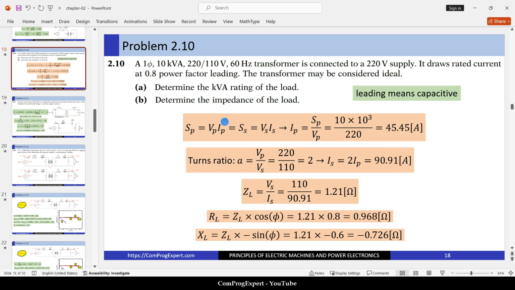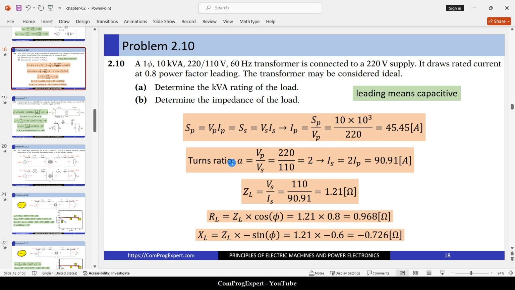That is equal to Vp Ip and Vs Is. How much is the value of the primary coil current? The current of the primary winding is Sp divided by Vp. Sp is 10 kilovolt ampere, 10 times 10 to the power 3 to have it in volt ampere, divided by 220. That is 45.45 amps.